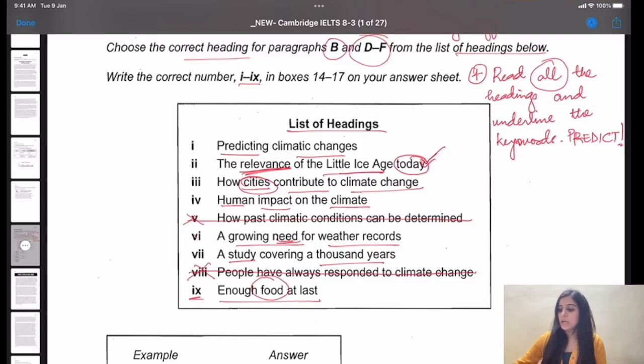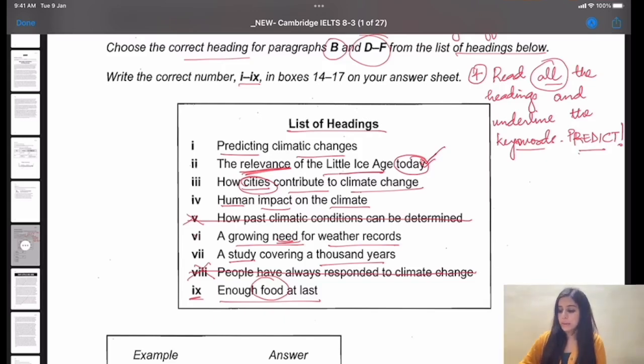So I hope it's clear. Now you have read all the headings, you have underlined the keywords, and simultaneously you have predicted what could be the content of the paragraph, what can be or could be the content of the paragraph. I hope I'm clear so far.